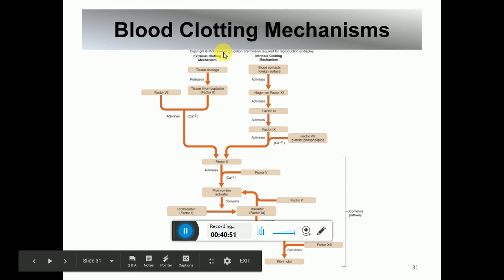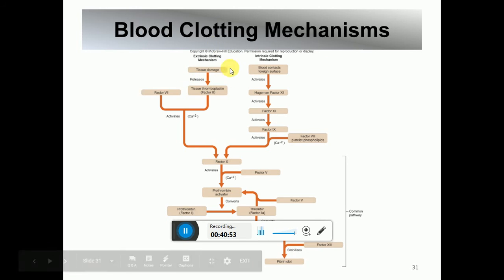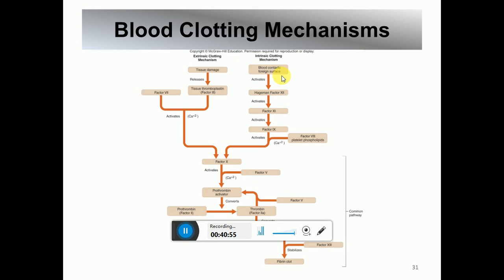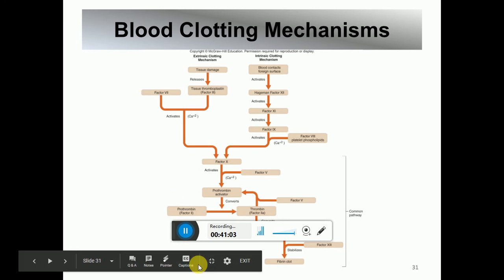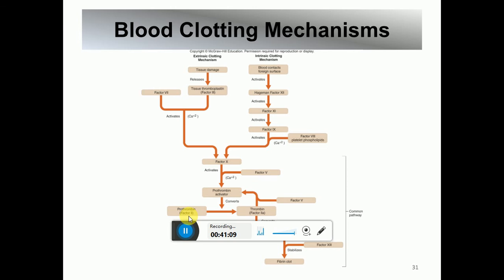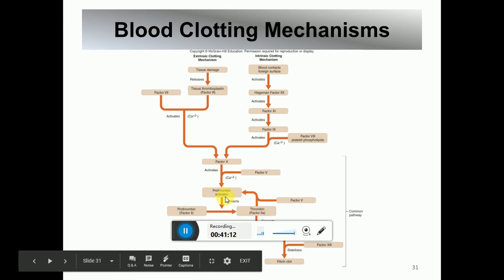So for your blood clotting mechanisms, make sure you're familiar with what activates each mechanism. Know that both of them need calcium. You also need vitamin K, and that your common pathway would be the activation of prothrombin into thrombin through the prothrombin activator, and then thrombin will activate fibrinogen into fibrin that will lead to a fibrin clot.